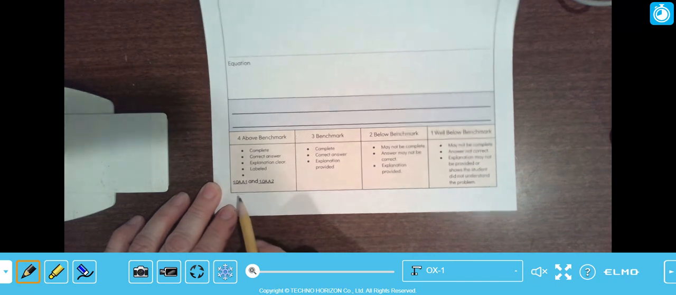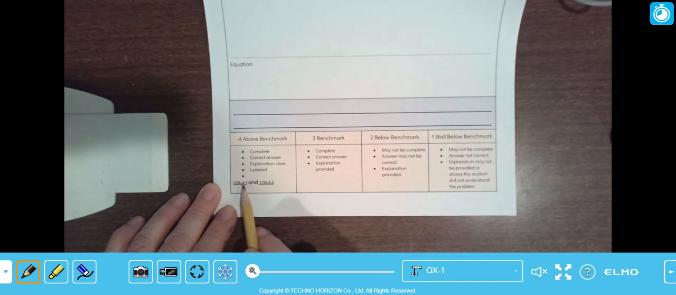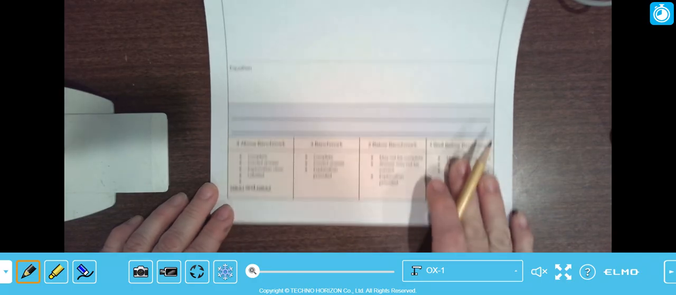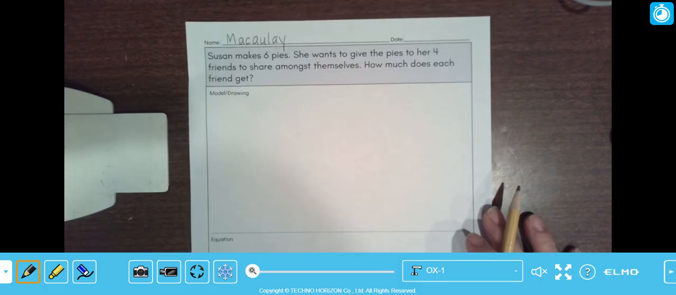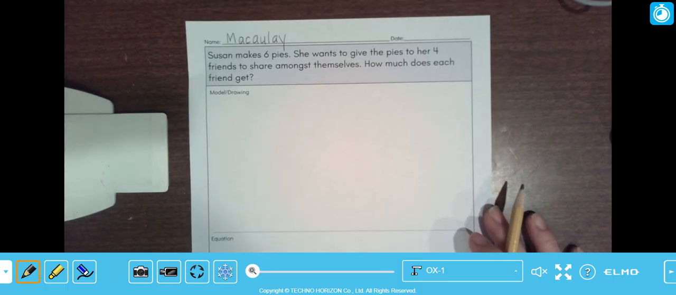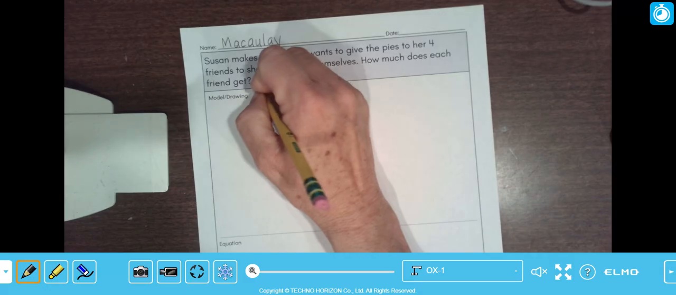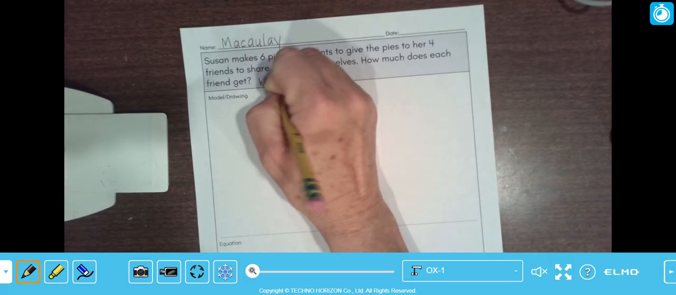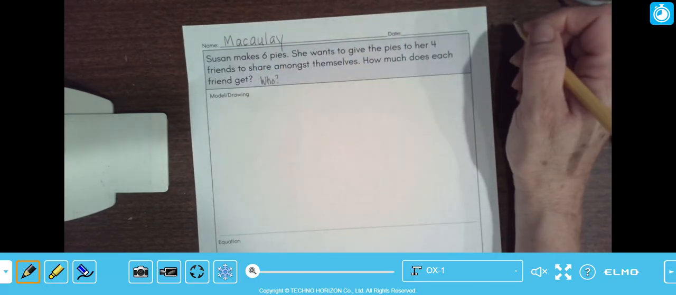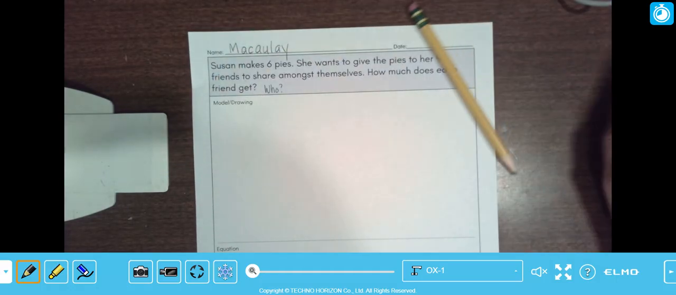Okay, so our standard is OA 1.A1, which is solving word problems, and OA 1.A2, which is word problems, solving problems. So I'm going to read the problem 3 times. The first time we're going to ask, who is the problem about? Who is the story about? I'm going to read it and you're going to think about who the story is about.